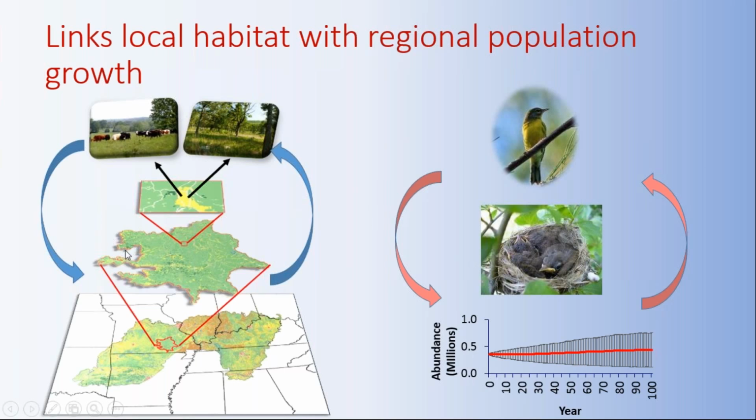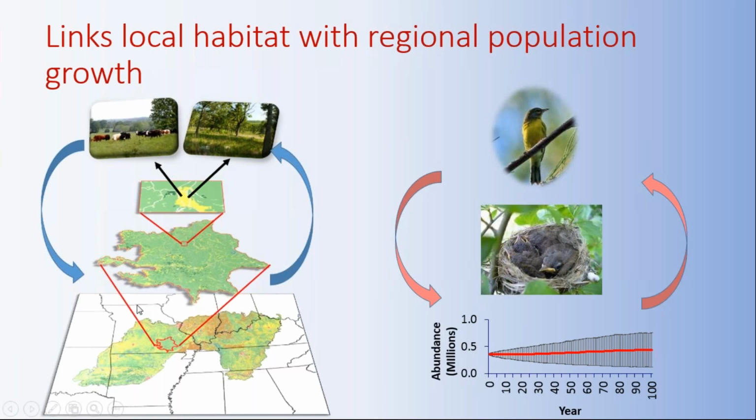Then we have processes at an intermediate scale, like the surrounding landscape, that might determine how well that bird's territory and that nest is successful. And ultimately, the demographics that go on throughout the landscape interact throughout a larger region through dispersal and sources and sinks to ultimately drive regional population growth. And so if you're concerned about the regional population, ultimately you need to really capture all the processes that occur along the way.